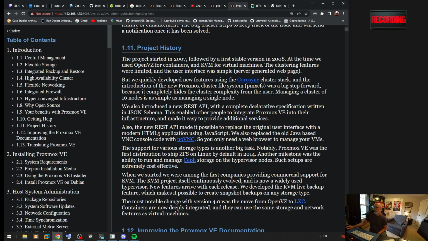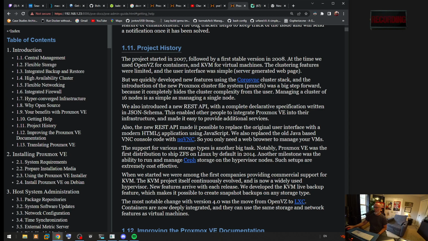And the introduction of the new Proxmox cluster file system, pmxcfs, was a big step forward because it completely hides the cluster complexity from the user. And this is something I've already noted. Managing a cluster of 16 nodes is as simple as managing a single node. We also introduced a new REST API with a complete declarative specification written in JSON schema. This enabled other people to integrate Proxmox VE into their infrastructure and made it easy to provide additional services. Makes me wonder why they didn't use OpenAPI, but whatever.